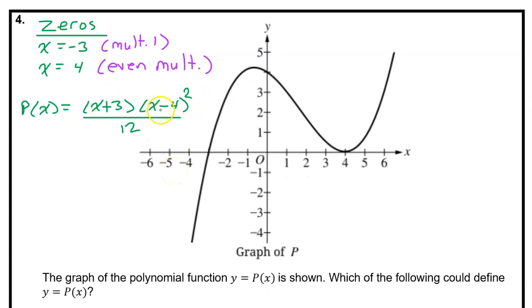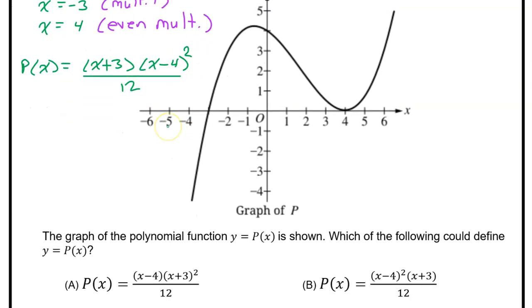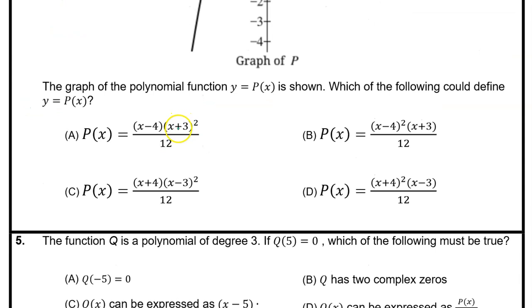x plus 3, x minus 4, even power. Okay, I see x plus 3, x minus 4, but the powers are not right. X plus 3 should have multiplicity 1. So, nope. Let's look at B. X plus 3 has a multiplicity of 1. The x minus 4 has an even multiplicity. So, I think the answer is B.